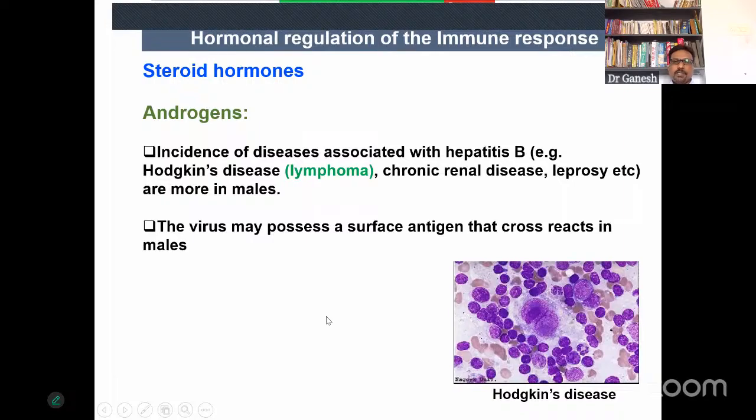And the incidence of diseases associated with hepatitis B, like Hodgkin's disease, can also be associated with hepatitis B. Hodgkin's disease is otherwise known as lymphoma. This lymphoma is characterized by an abnormal increase in the number of lymphocytes that you will see here in this picture. Also, chronic renal disease and leprosy are associated with hepatitis B, which can be more common following this infection because of the high androgens. The virus may possess a surface antigen that cross-reacts with the androgen receptors in the case of males.